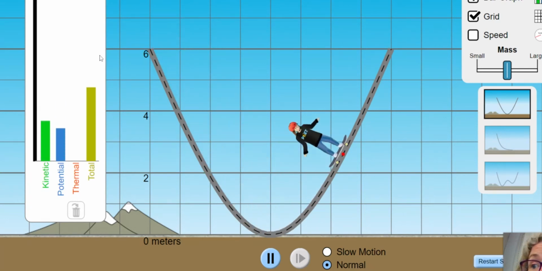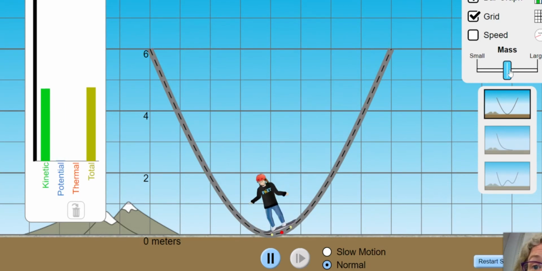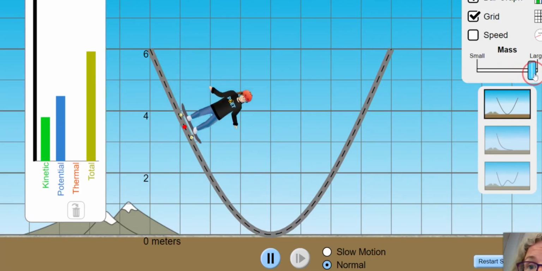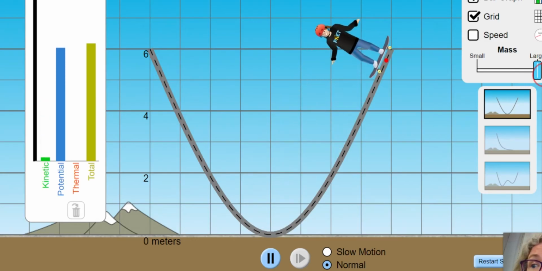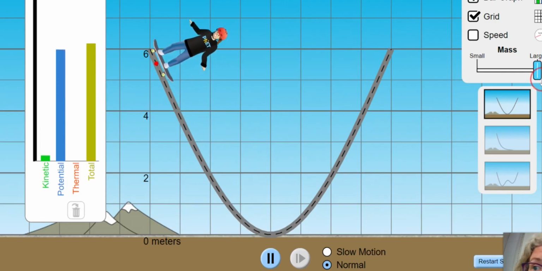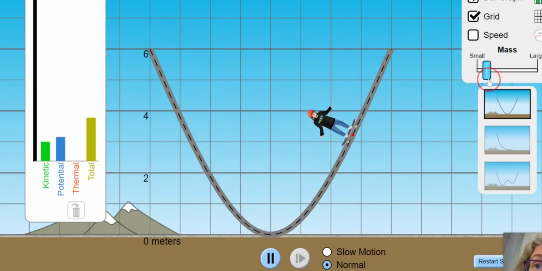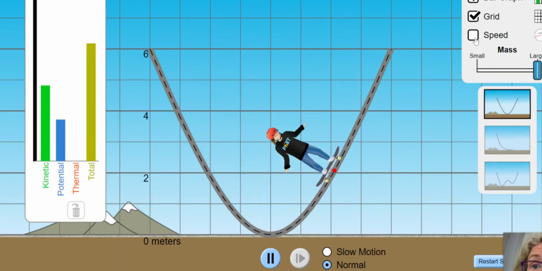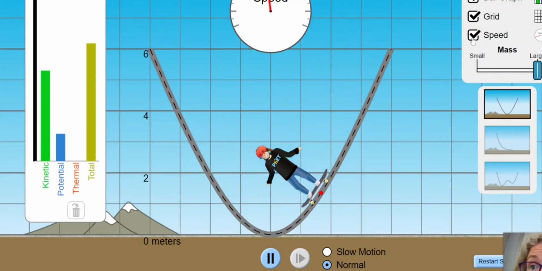And also they can vary the mass by making the skater heavier and see what does that do to the total energy as well. There are other factors that you can play with here.